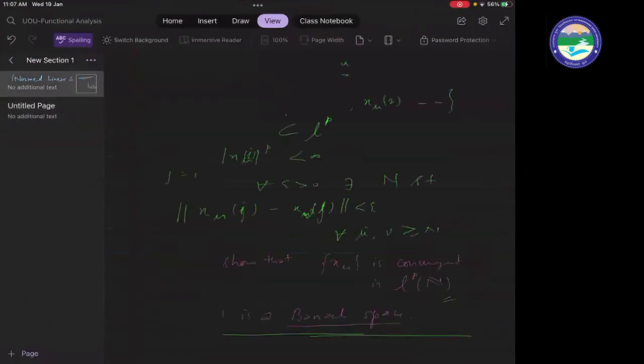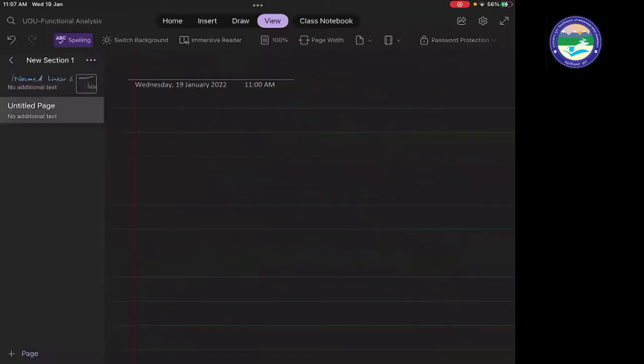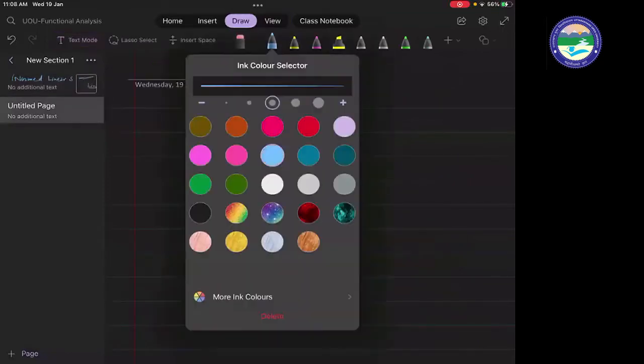What were we doing yesterday? We defined Banach space and we were trying to solve one example. We were proving that LP N is a Banach space. Did anyone try that?